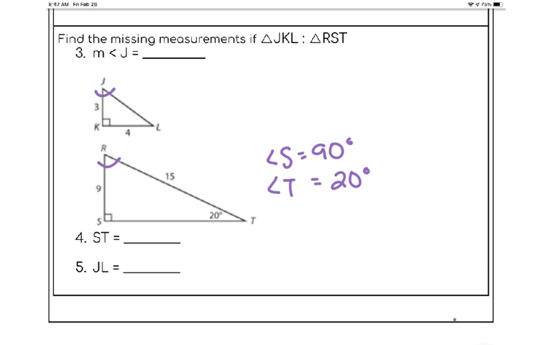So 90 plus 20 is 110. 180 minus 110 is going to be 70 degrees. So we know that angle R is 70 degrees. Well, then what does that make angle J, because they are corresponding? And we know from the first point that corresponding angles are going to be congruent in similar triangles. So then we know that angle J is also 70 degrees.